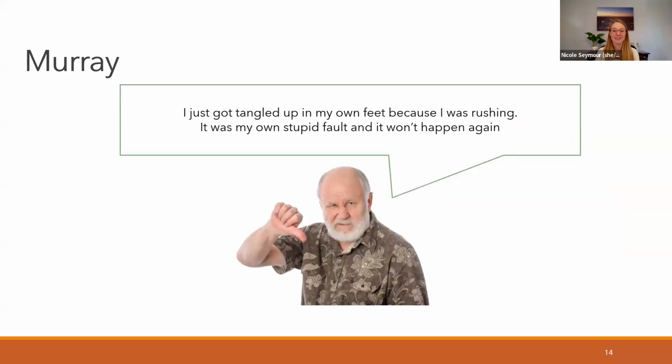Murray is extremely annoyed by all of this fuss and wishes everyone would just butt out of his business. He thinks he's doing fine for his age, and he has no interest in making any changes. If you ask him, he'd say, "I just got tangled up in my own feet because I was rushing. It was my own stupid fault, and it won't happen again." So how do we make sure Murray is informed when he doesn't want to hear the word falls ever again?